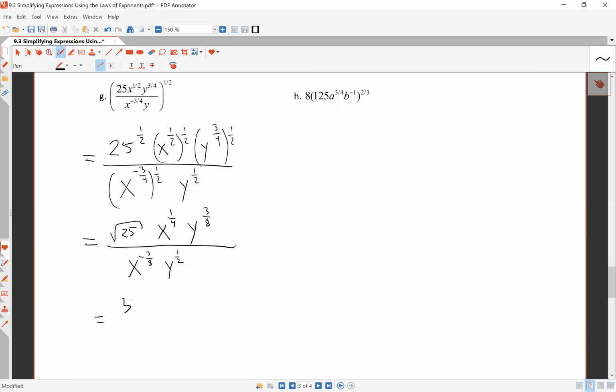Square root 25 is 5. And then that x to the 1/4 times the x to the -3/8 goes to the top as 3/8. Now, when we have a like base, we add our exponents. 1/4 plus 3/8 is 5/8.